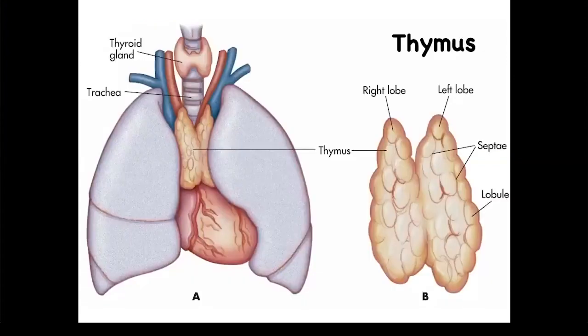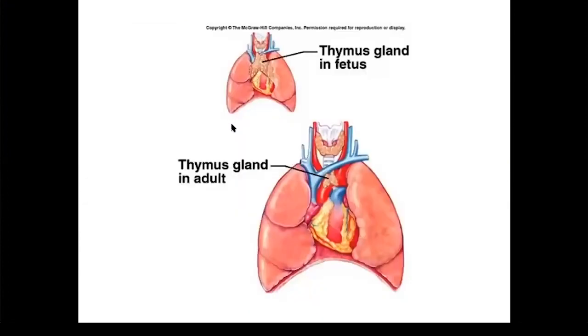Let's look at the thymus. The thymus has two lobes, so it's bilobed. It is located deep to the sternum in the mediastinum and overlays, here's your heart, overlays the heart. It atrophies or decreases in size as you get older, so it's going to be the largest when you are an infant and child. It starts decreasing in size, so you can see this as you get older, and atrophies.